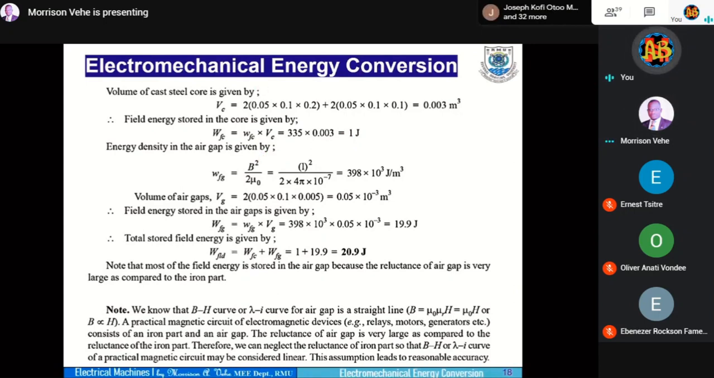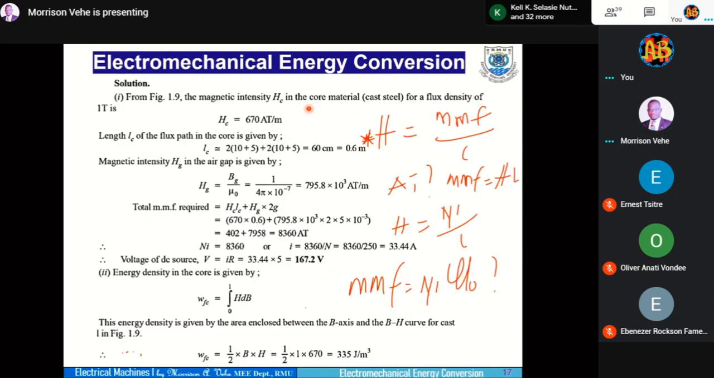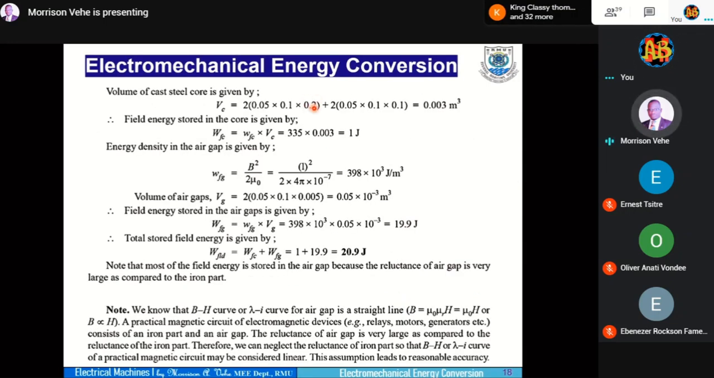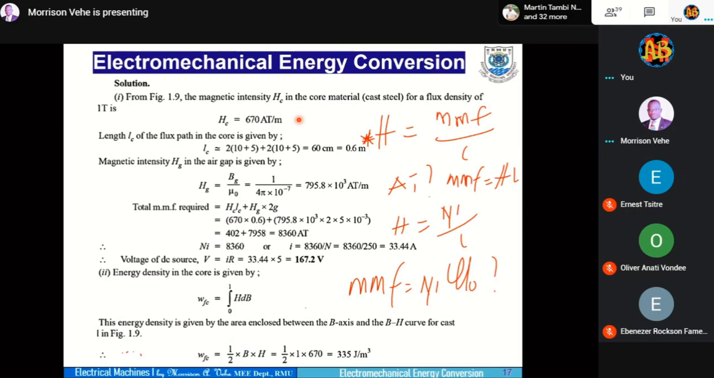Please, I don't understand the 0.2 even in the volume. Okay, you say you don't understand. Yes, the volume is the height times the length times the breadth, but I don't know how you got the 0.2.